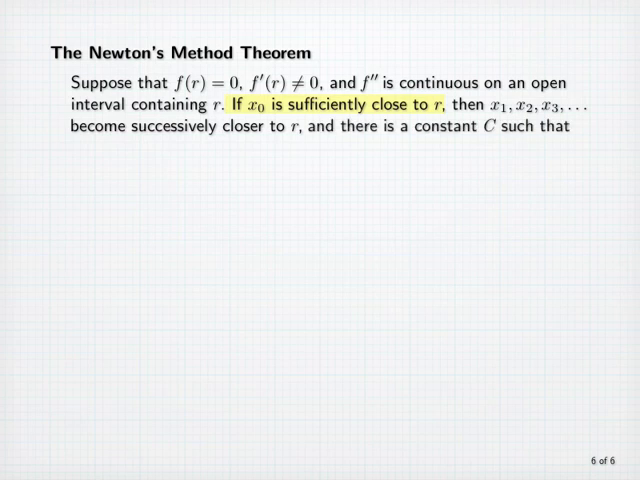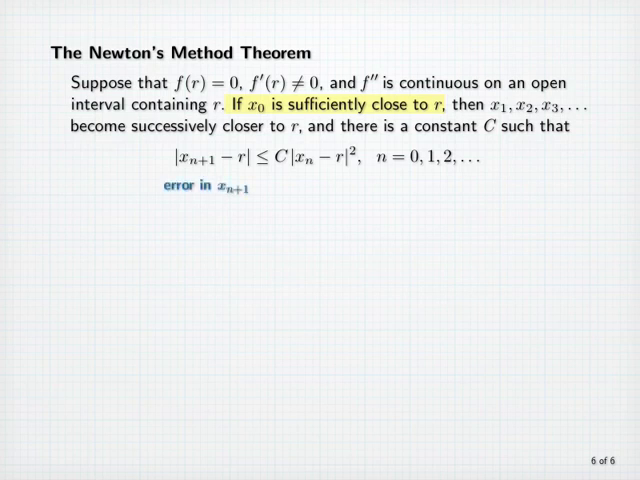Also, there's a constant c such that the absolute value of xn plus 1 minus r is less than or equal to c times the absolute value of xn minus r squared for all n greater than or equal to 0. Notice that this says that the error in xn plus 1 is less than or equal to a constant times the square of the error in xn.